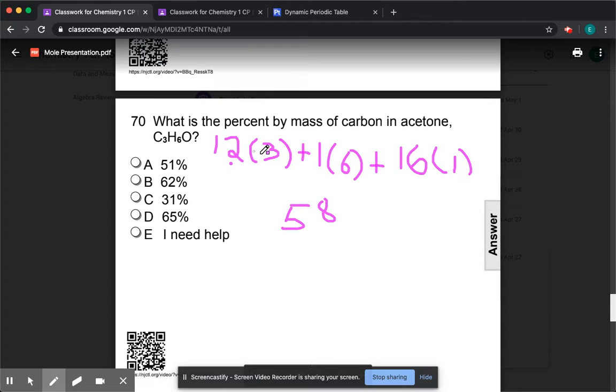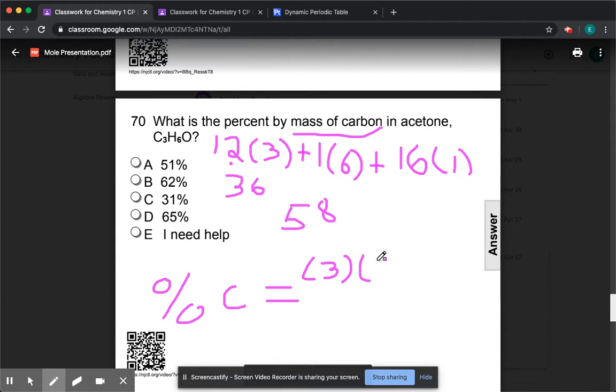Again, 36 plus 6 is 42, and 42 plus 16 is 58. So we have a 58 total. We want to know the mass of just carbon, so we want to know the percentage of carbon. You need the number of atoms. You have 3 carbon atoms, and each carbon atom is 12. Then you divide that by the total, which is 58. The top is going to end up being 36. You put that into your calculator and you will get an answer.